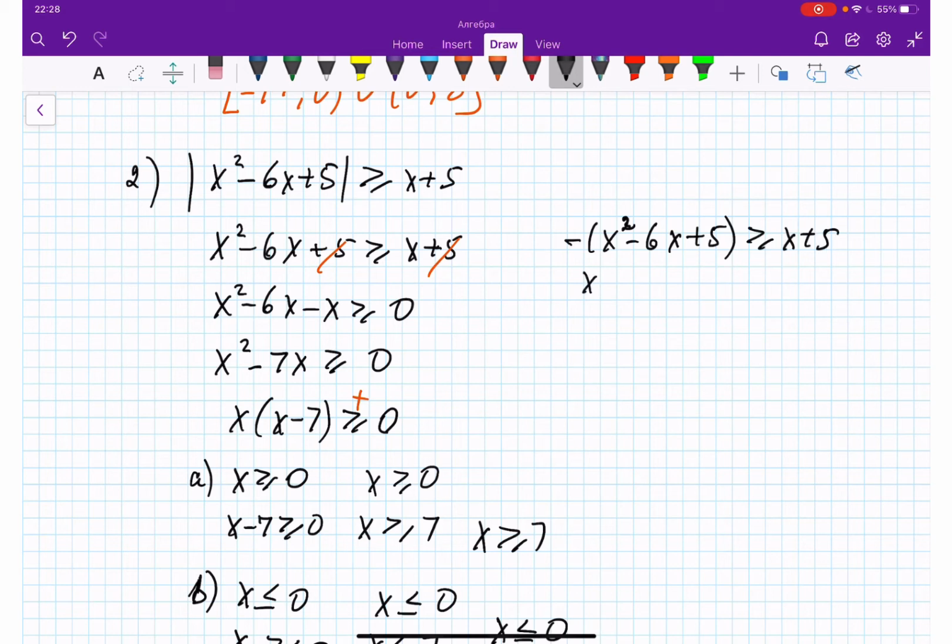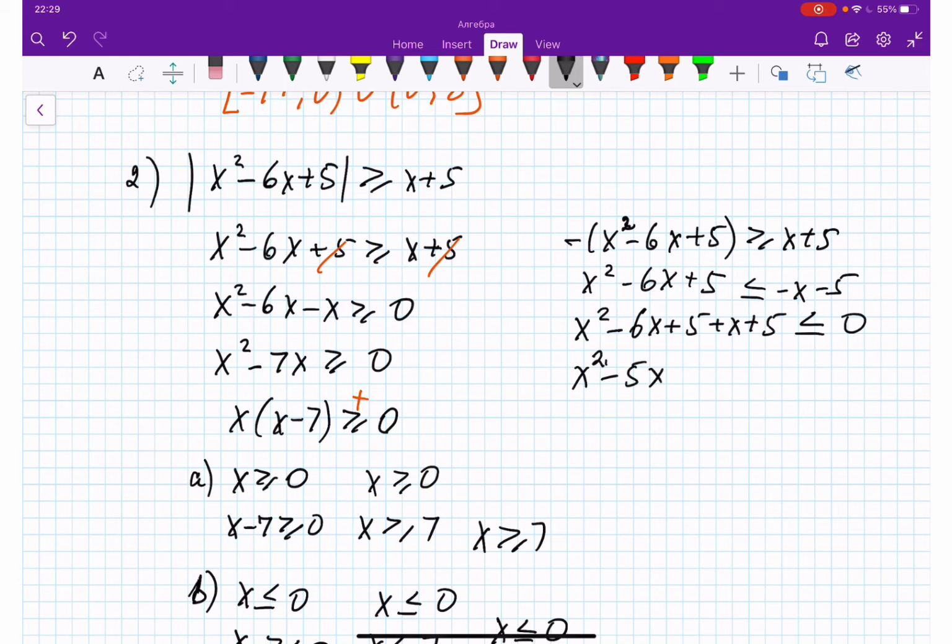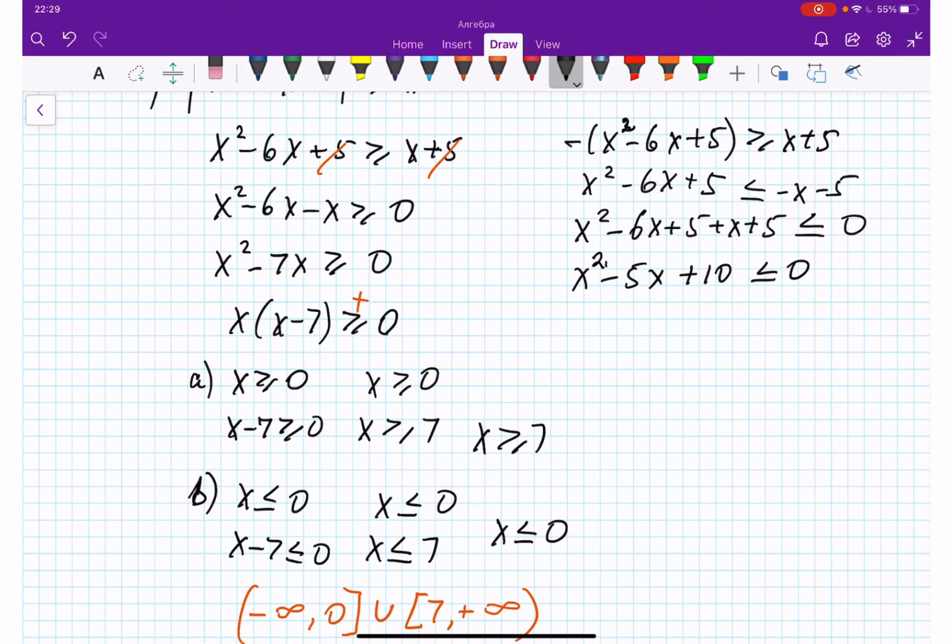Okay, let's do changes. x squared minus 6x plus 5 less or equal to negative x minus 5, right? I got rid of the negative sign by dividing by negative 1 on both sides. x squared minus 6x plus 5 plus x plus 5 less or equal to 0. And then x squared minus 5x plus 10 less or equal to 0. Okay, we have to go through the discriminant, and the discriminant here is going to be less than 0, because b squared minus 4ac is going to be less than 0.